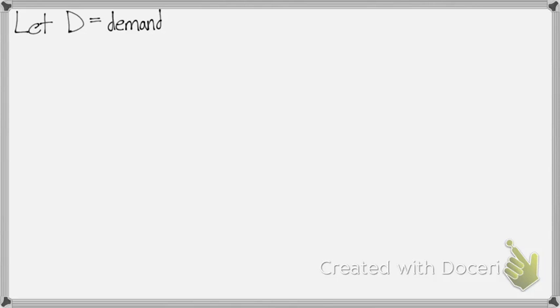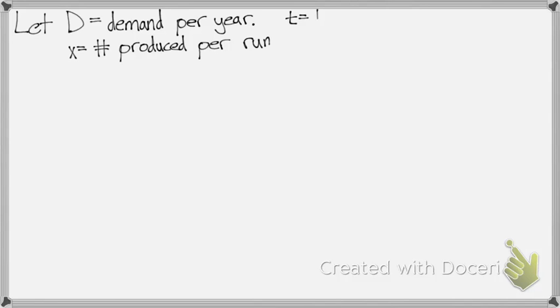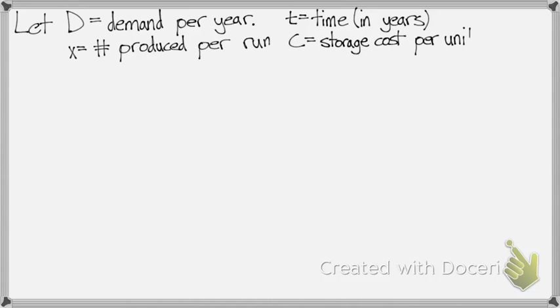So we're going to let D stand for the demand for our good, whatever it is that we're producing over the course of a year. X is going to be the number of units that we produce in each production run. T is going to be the amount of time that's gone by, and our time in this case is always going to be measured in years. Finally, C is going to be the total storage cost per unit produced per year that's gone by.